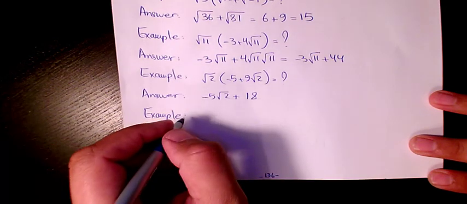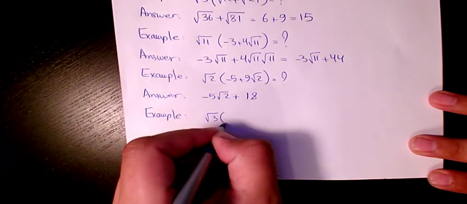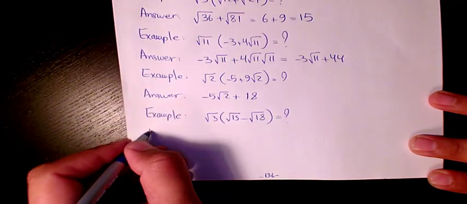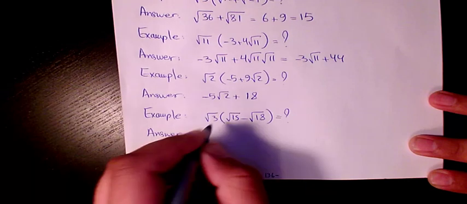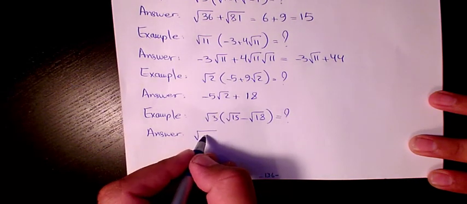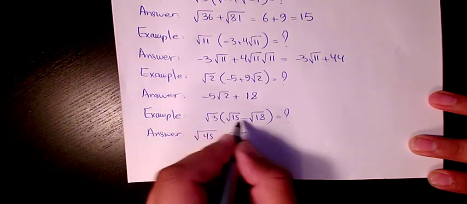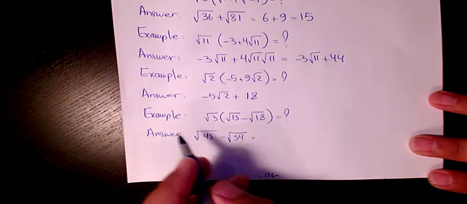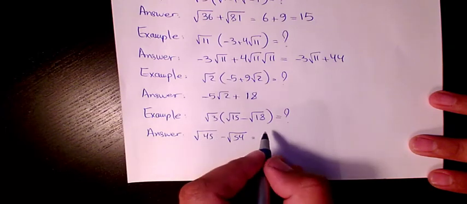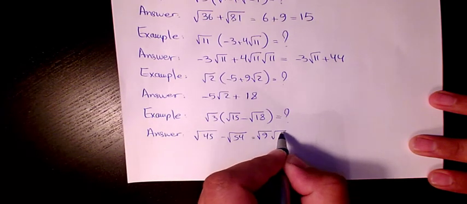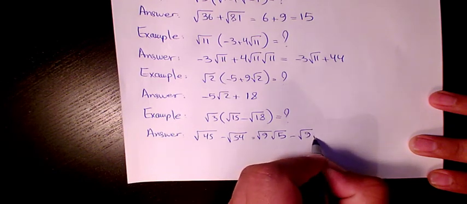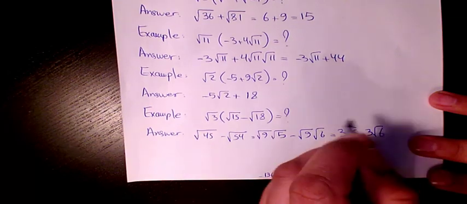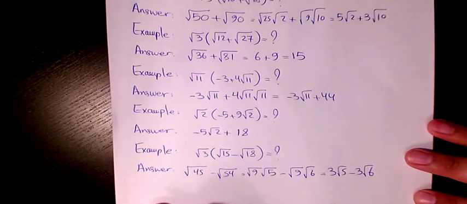Next example, we have root 3 times root 15 minus root 18. Answer is root 3 times root 15 is root 45, and root 3 times root 18 is root 54. That's going to be square root of 9 times square root of 5 minus square root of 9 times square root of 6. So it's going to be 3 root 5 minus 3 root 6. That's the final answer.